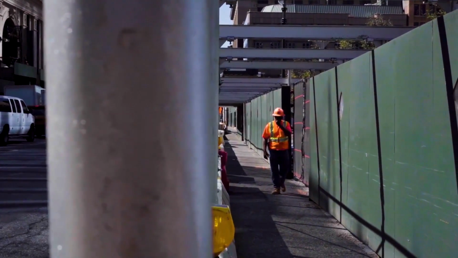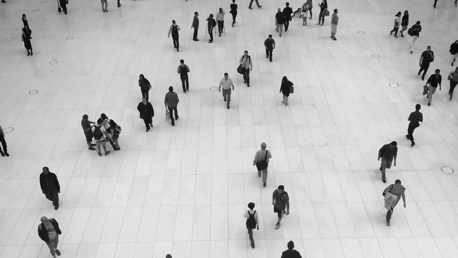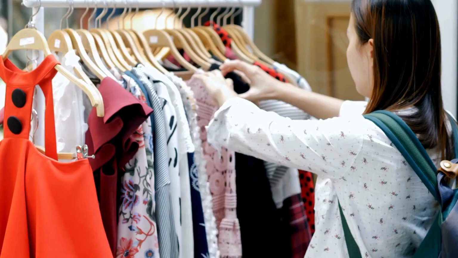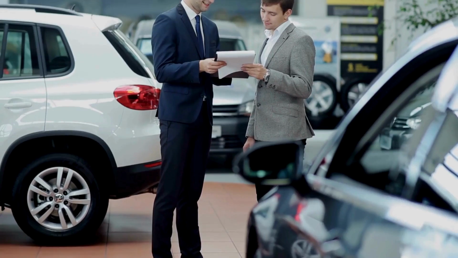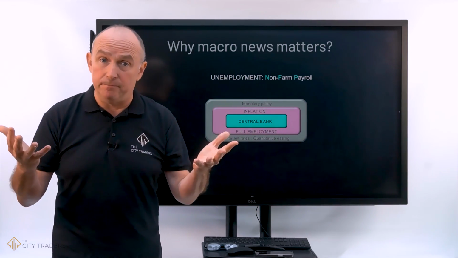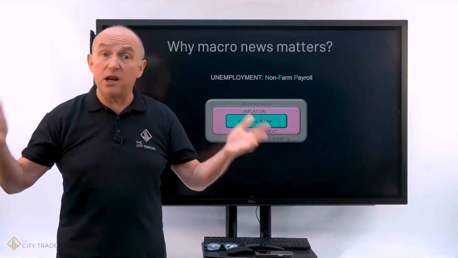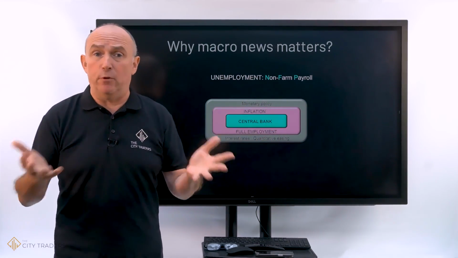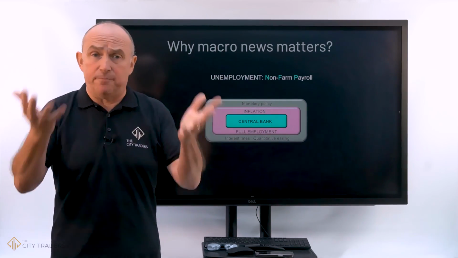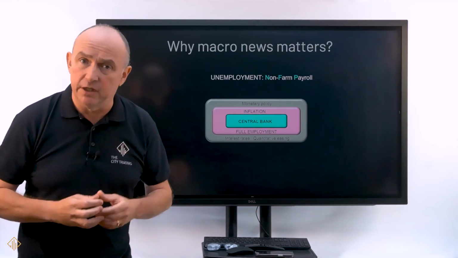Well, just think about it for a moment. If more people are employed, more people have jobs, that basically means more people are earning money. And if more people are earning money, it means more people are spending money. And if people are spending money, it basically means prices are going to rise. That's basically inflation. And we know the central bank is mandated to control inflation at around 2%. So if more people are employed, more people are spending money, up go prices, central banks may have to move interest rates higher, therefore the currency should go stronger.